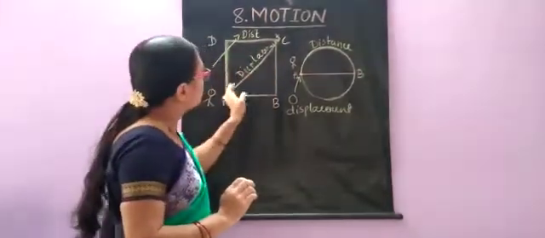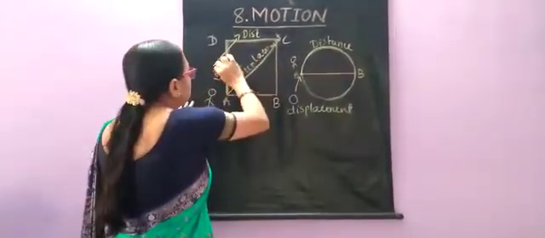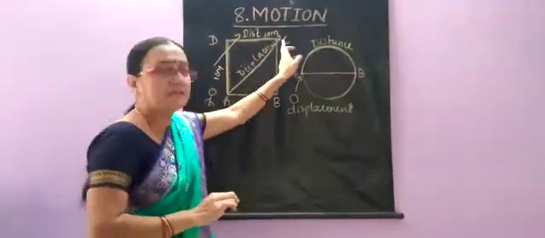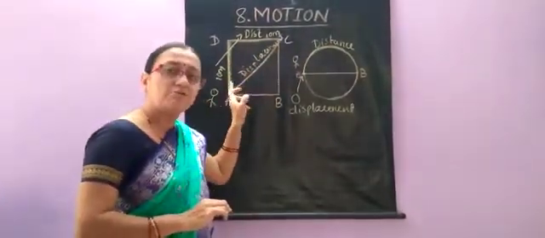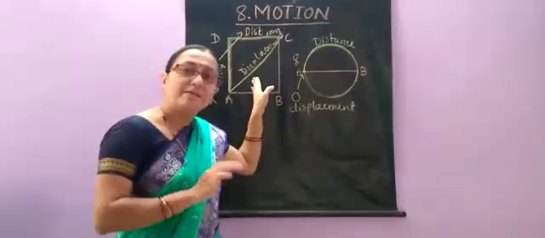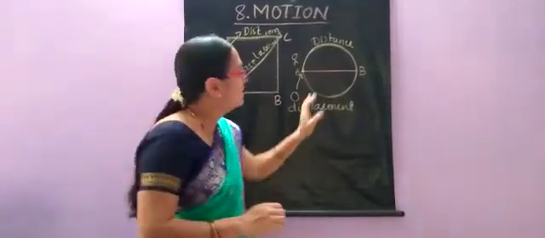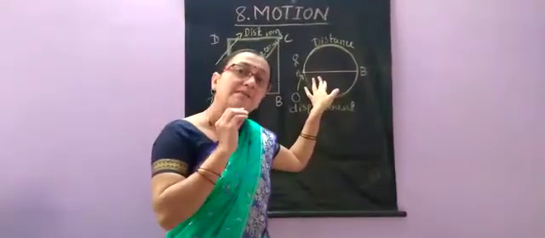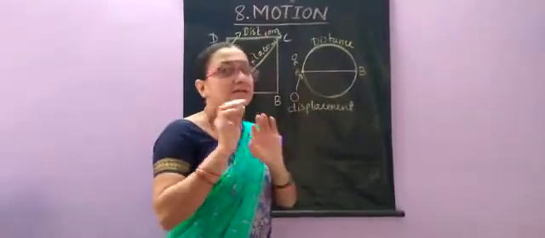Yes, here there is a distance traveled. Suppose this is 10 meters and 10 meters here. 10 plus 10, it will be 20 meters is the distance traveled. Then by applying the Pythagoras theorem for this square, we can even calculate the displacement also. This I'll solve in one of the examples given in the next part. Only in the circular path can the displacement of an object be 0, because its starting point and the end point will be the same.